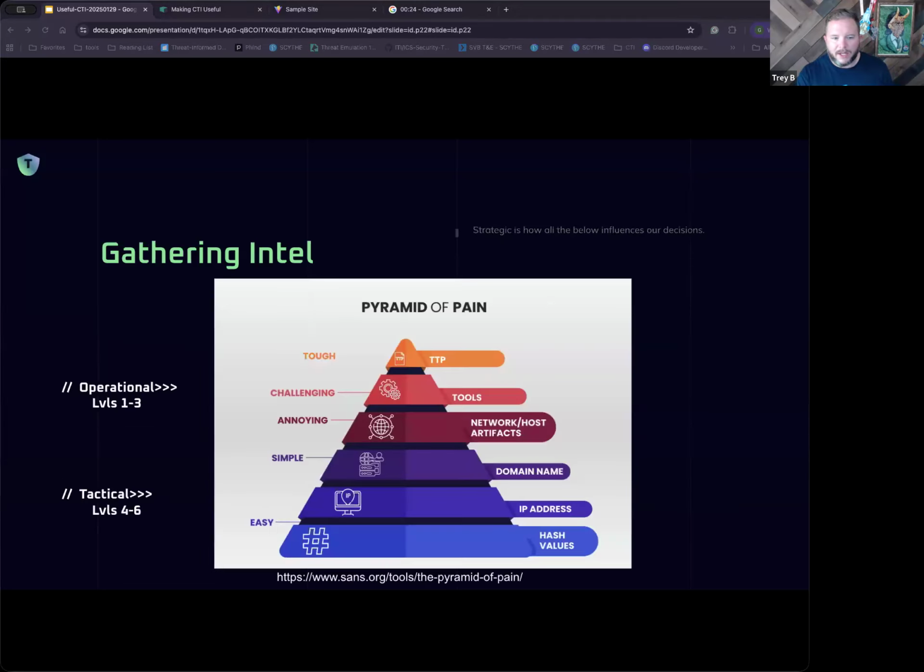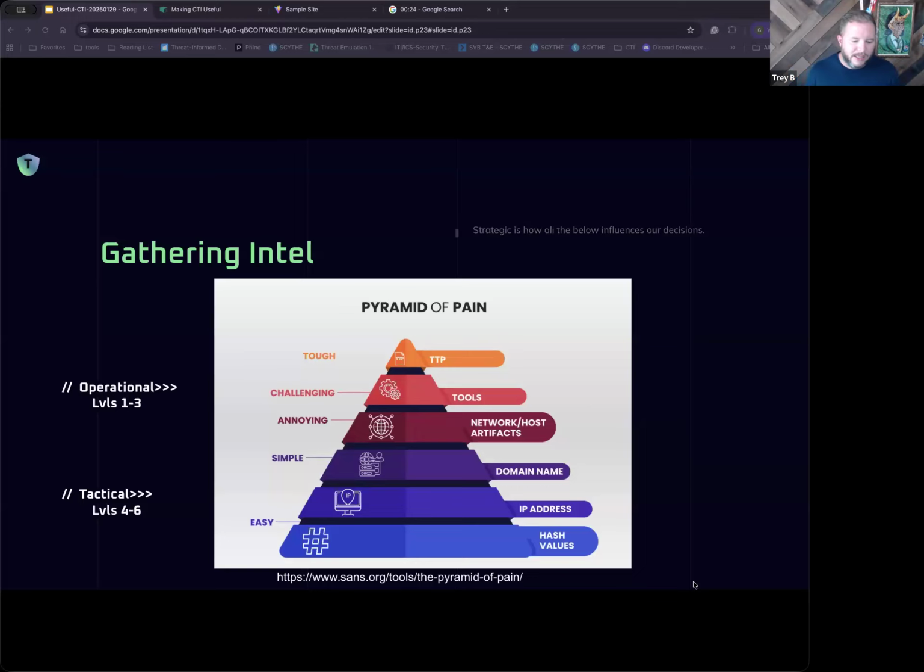So when we're thinking about gathering intel, I know you guys have probably seen this pyramid of pain a bunch if you've been in cyber for a second. I'd like you guys to look at this from more of a, let's not think strategic for now, right? Let's think tactical and operational. That tactical level, 4 through 6 at the bottom, like domain names, IP addresses, hash values, these are all pretty simplistic. They're not stuff you'll often see reused too much, but it's still good to know, especially in the event that you have to do some kind of incident response or threat hunting.